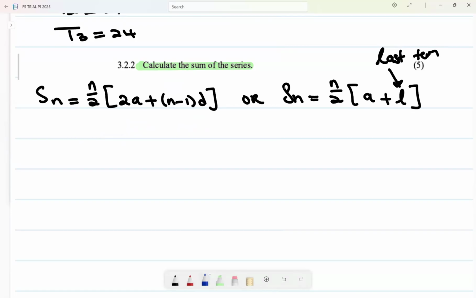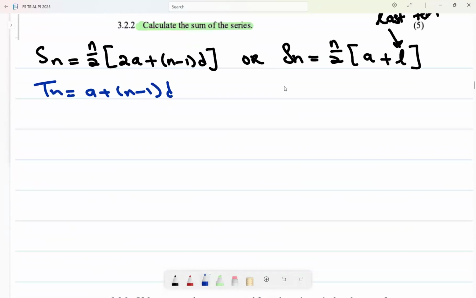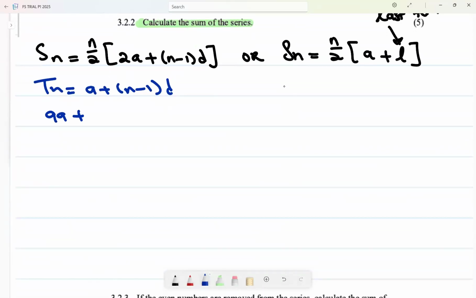So how can we do that? We know the last term, remember? So we're going to say Tn is equal to, remember, it is the last term. What is our last term? 99. a is 18, n minus 1, the difference is 3. And then 99 minus 18 is 81. 81 divided by 3, I'm taking this to the other side.